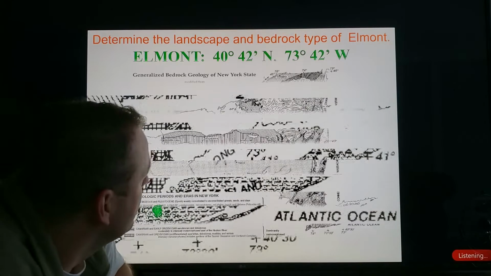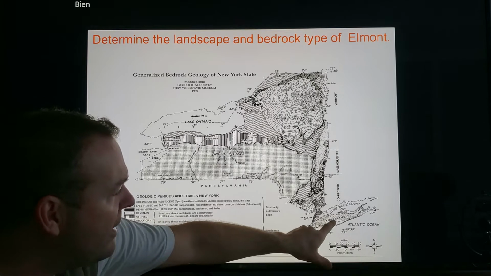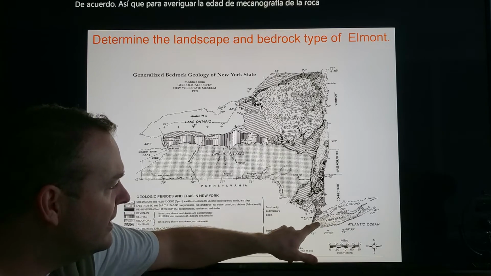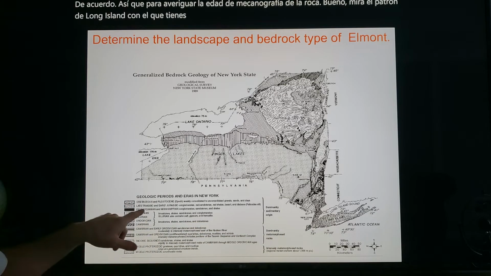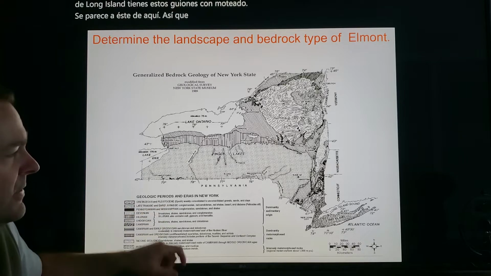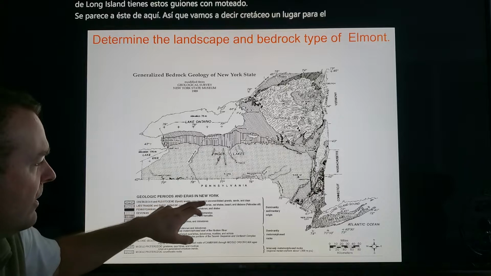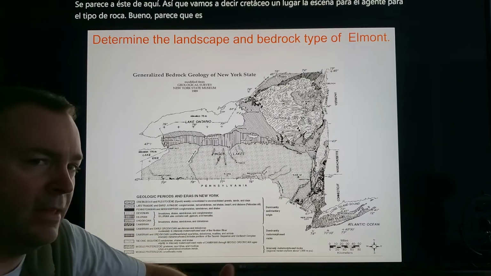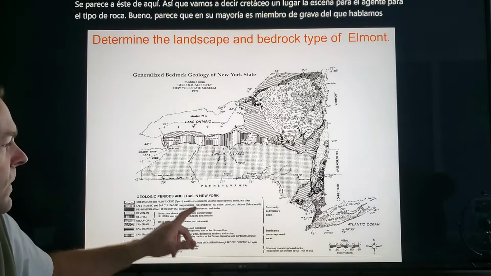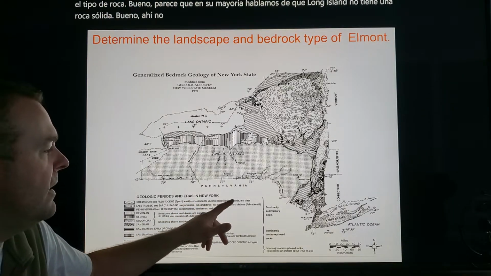Okay, so to figure out bedrock type and age, well, look at the pattern of Long Island. You have like these dashes with speckled dots in there. Kind of looks like this one here. So we're going to say Cretaceous and Pleistocene for the age. And for the type of bedrock, well, it looks like it's mostly gravels. Remember we talked about Long Island not having solid bedrock? Well, there it is, unconsolidated gravels, meaning loose sand, clay.